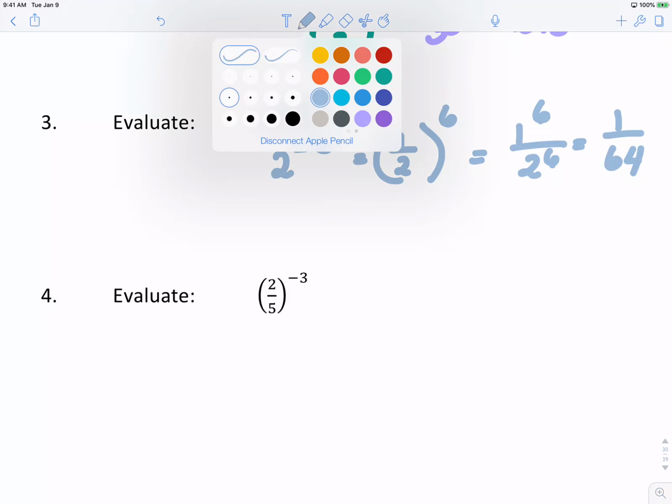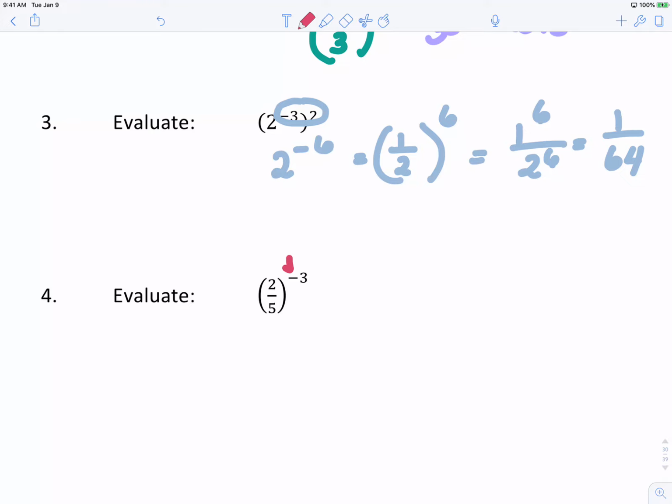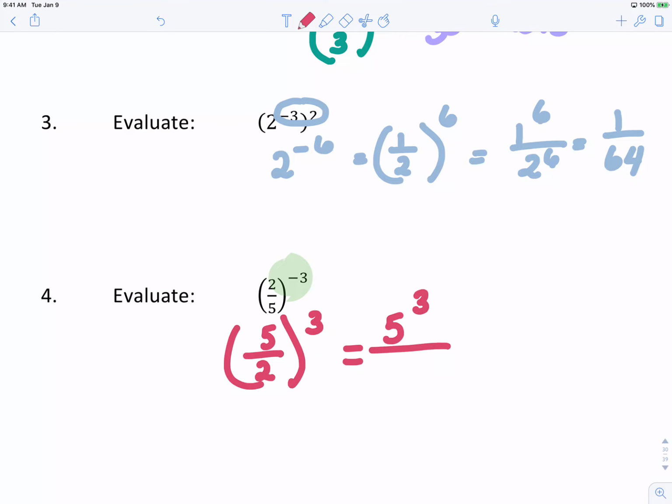And number 4, this negative here is telling me take my base here and flip it. So this becomes 5 over 2 to the 3rd. To go from one step to the next, all I did is use the rule for that negative exponent, but now it's a positive. So in 5 over 2 to the 3rd, that 3 goes to both. 5 to the 3rd, 2 to the 3rd. 5 to the 3rd is 125, and 2 to the 3rd is 8.